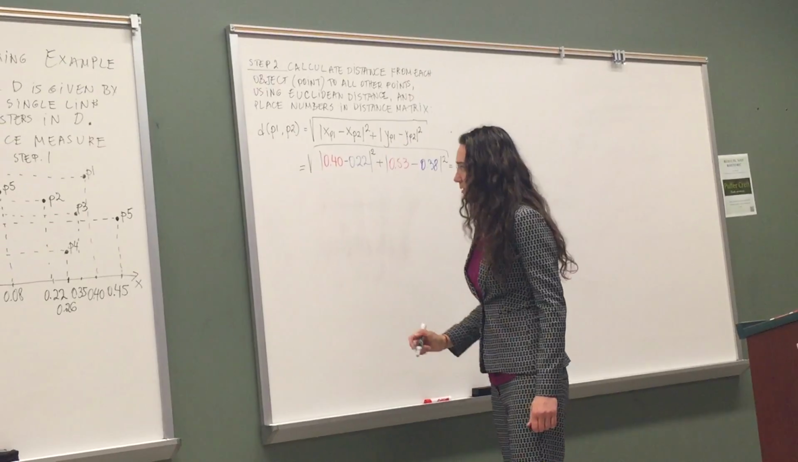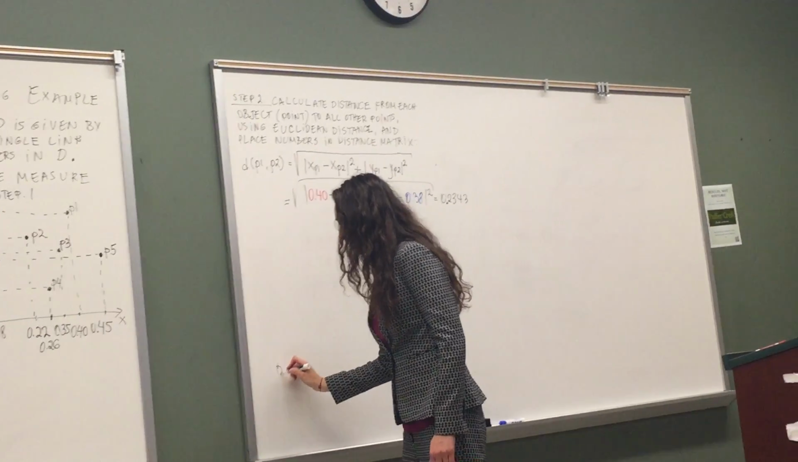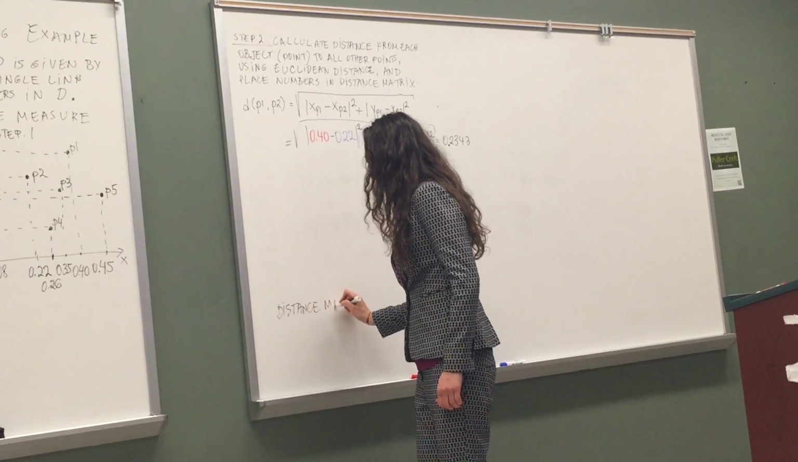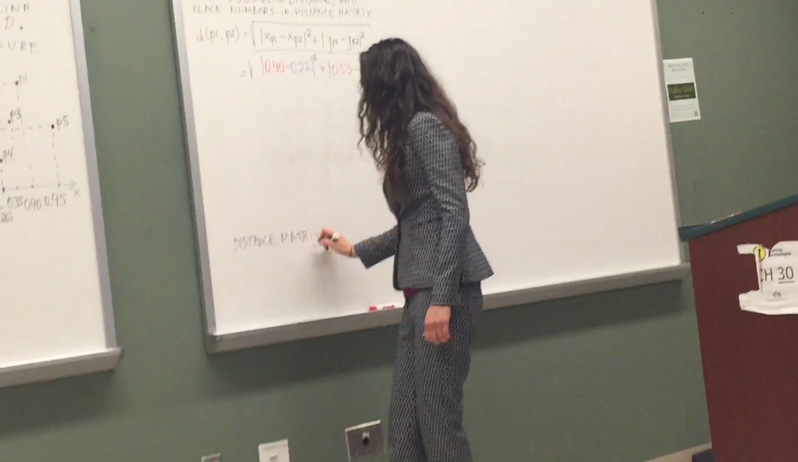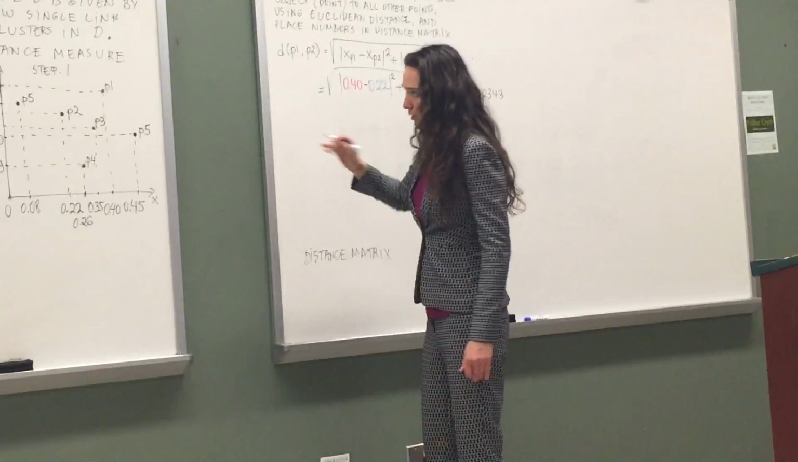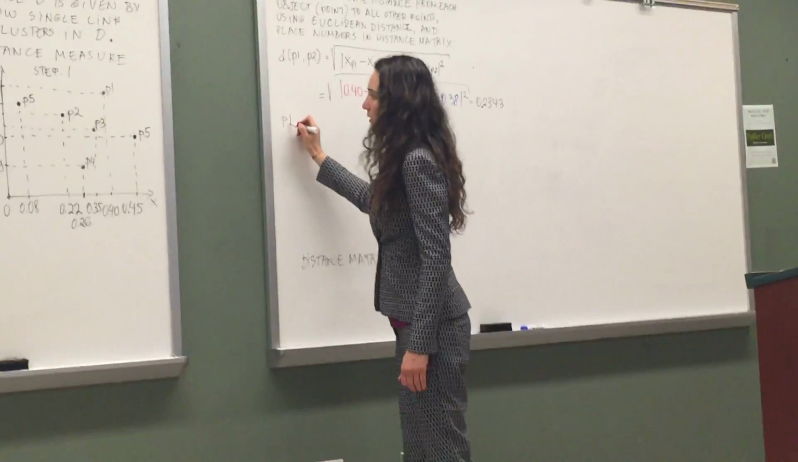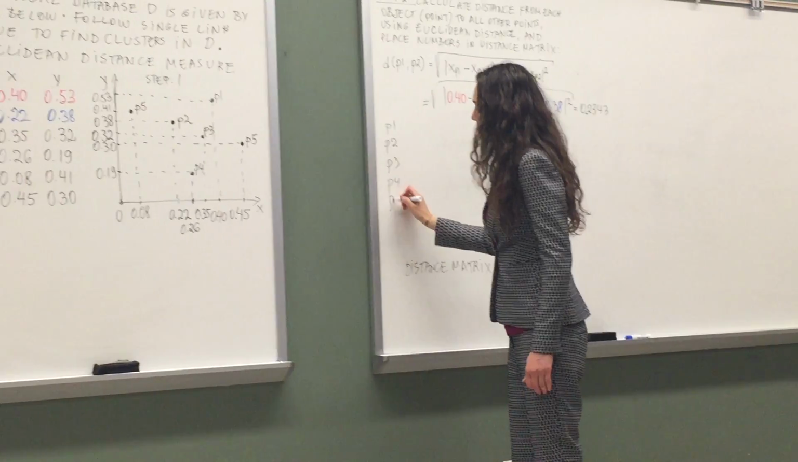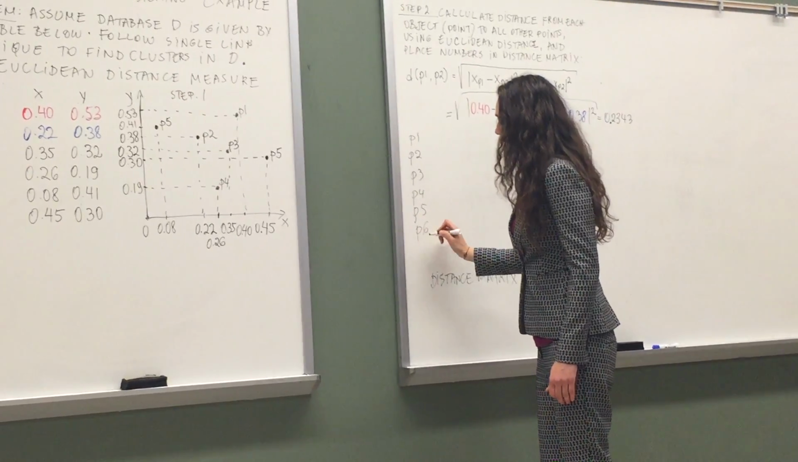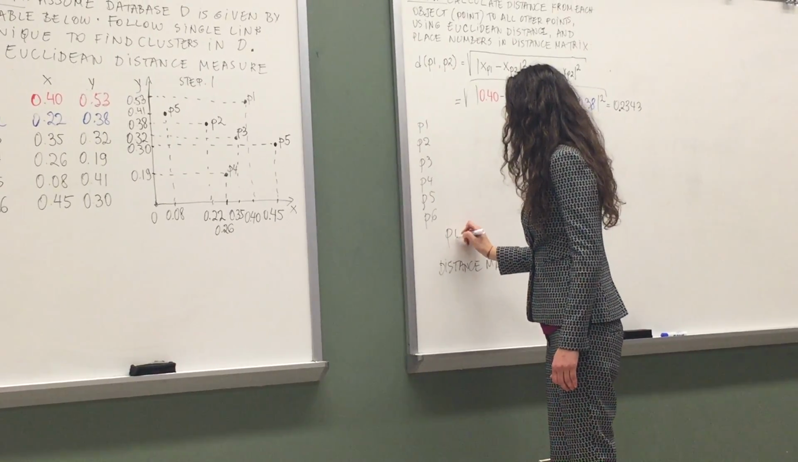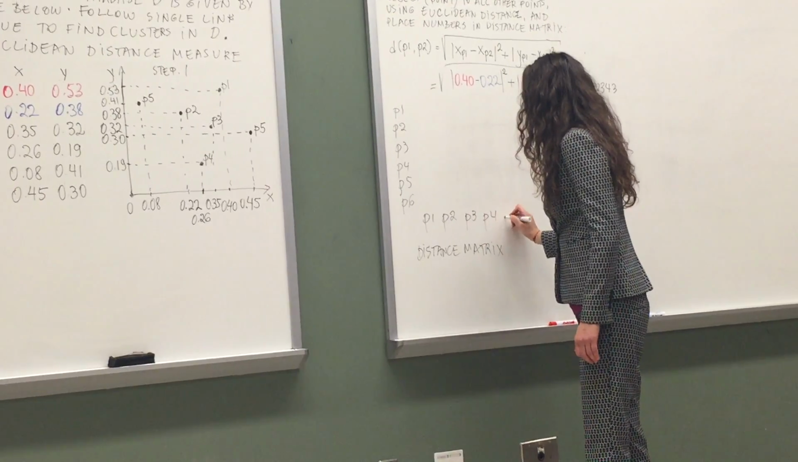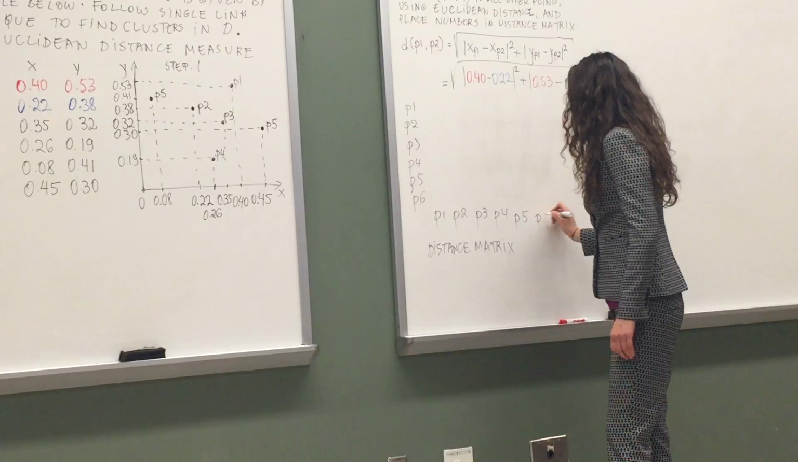So in the distance matrix, we will take each point with each. On the left we will list point 1, point 2, point 3, point 4, point 5, point 6, and on the bottom the same thing, point 1, point 2, point 3, point 4, point 5, point 6.